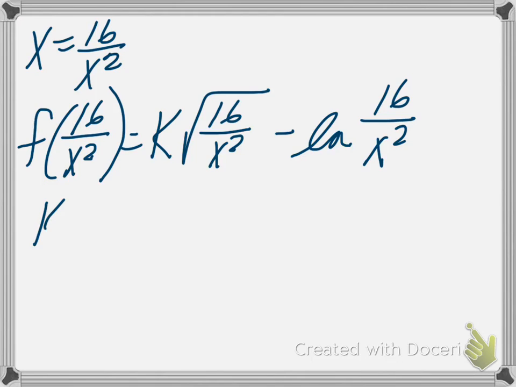Okay, you'll get k times the square root of 16 is 4, and the square root of, oh wait, I made a little boo-boo here, wait a minute, let me fix this. This was an x squared, it was k squared.